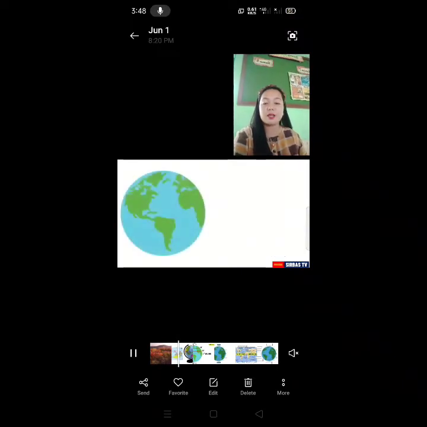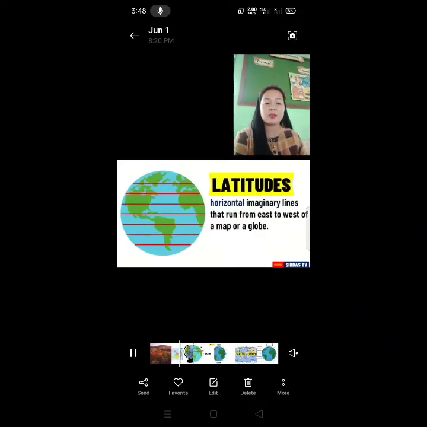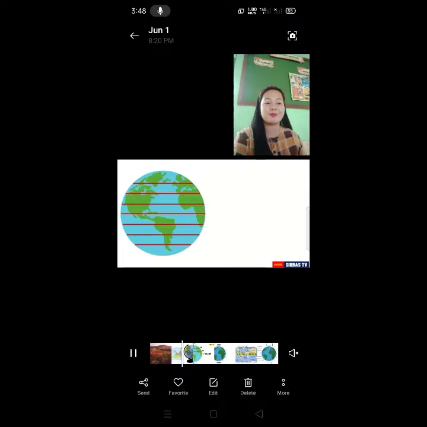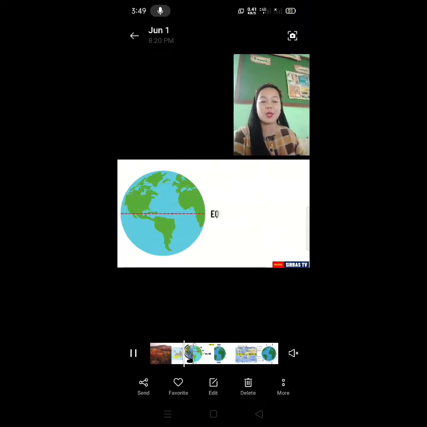The horizontal imaginary lines that run from east to west are what we call latitudes. Since the Earth is a sphere, the distance of a place on the globe is measured in degrees. The starting line of latitude measurement is what we call the equator. Therefore, the equator is assigned the value of 0 degrees. The equator is read as 0 degree latitude.